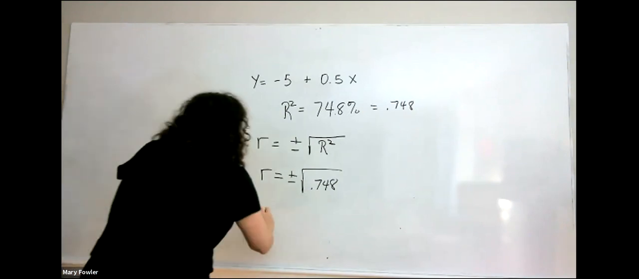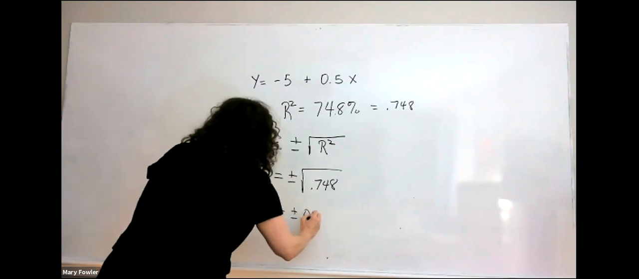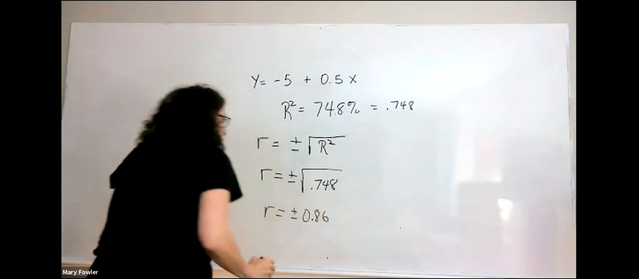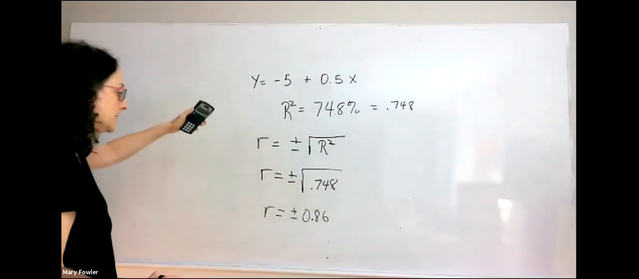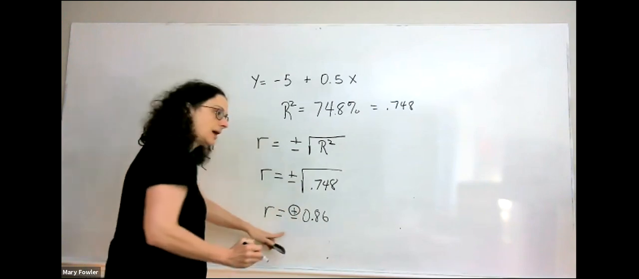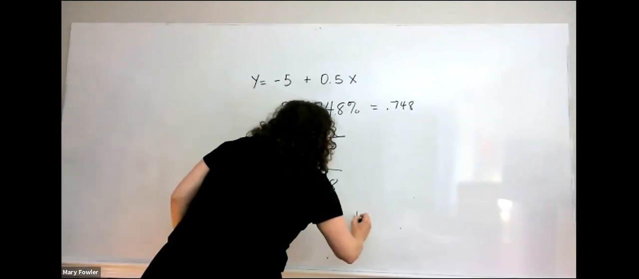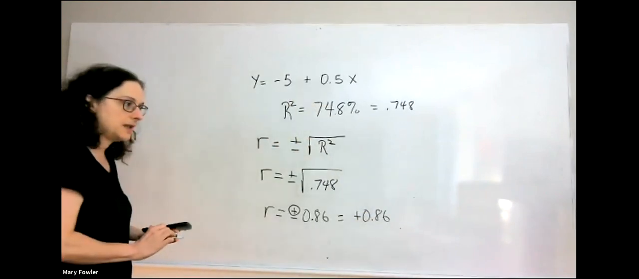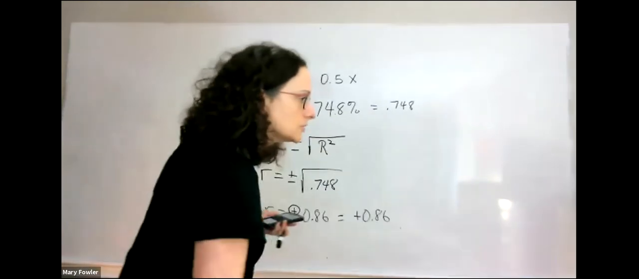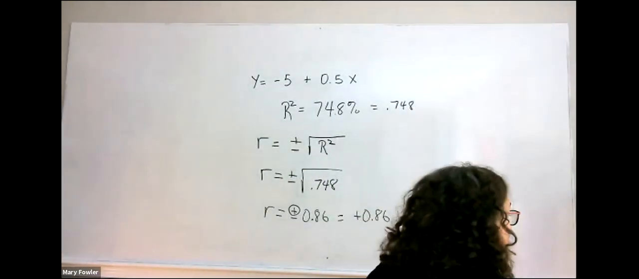And we get R is equal to plus or minus 0.86. And now we need to choose the correct sign. And so the correct sign is plus and not negative. So my correlation coefficient is 0.86. Okay, we'll do another one too. So let me look back at another one of the pictures.